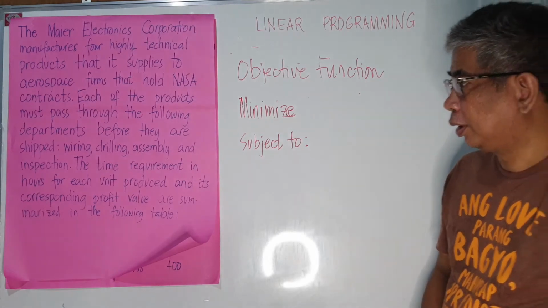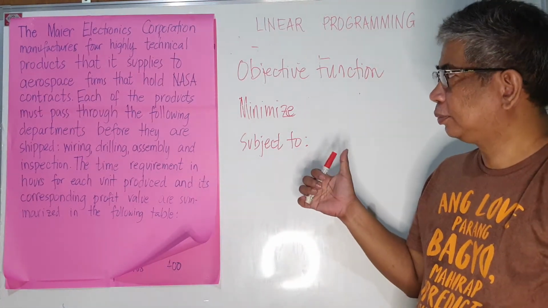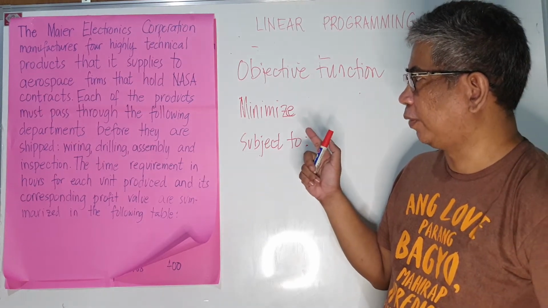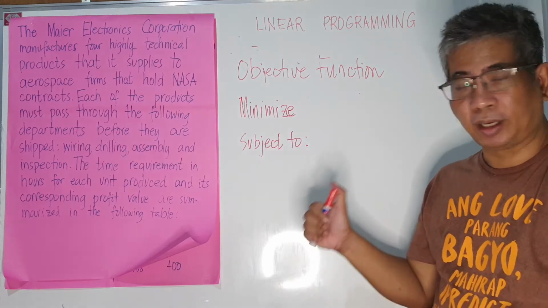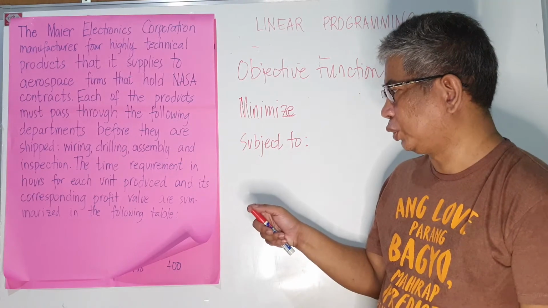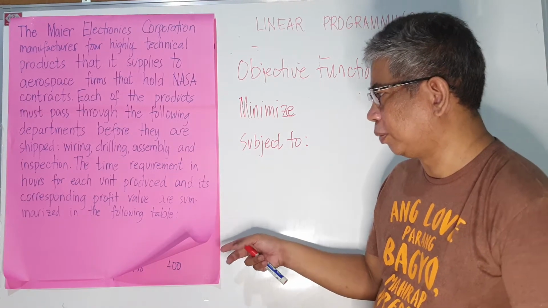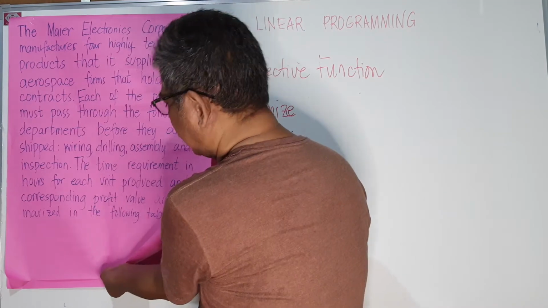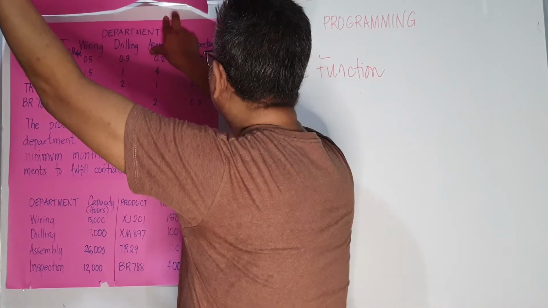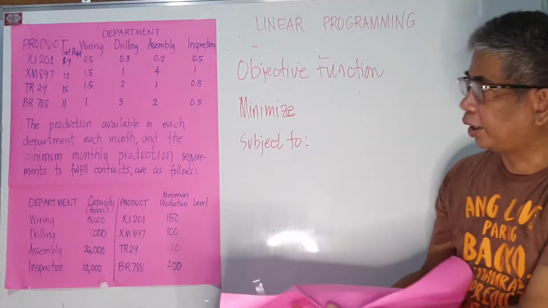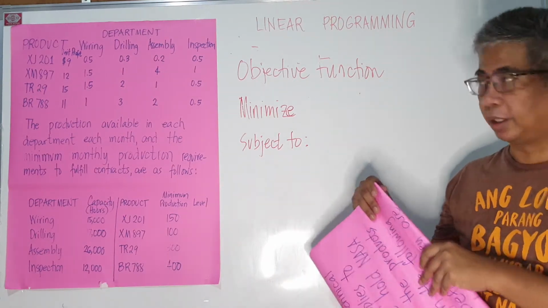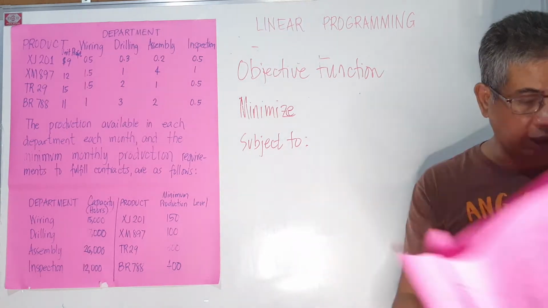So meron siyang apat na products at this must pass through the following departments before they are shipped: wiring, drilling, assembly, and inspection. The time requirement in hours for each unit produced and its corresponding profit value are summarized in the following table. So this is the table. Okay? So may apat na product. XJ201, XM897, TR29, and TR788.